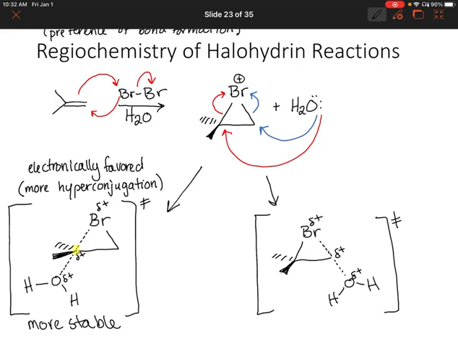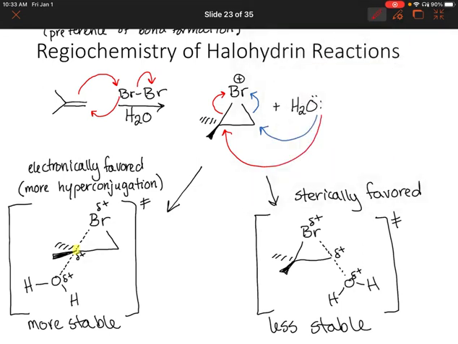Now, the transition state where the oxygen is bonding to the right-hand carbon, that is sterically favored. So remember, sterics has to do with how bulky the molecule is, and the oxygen can more easily access the right-hand carbon. However, that carbon is not as stable because it doesn't have any other carbon groups bonded to it. So it's technically a primary carbocation. So that is less stable.